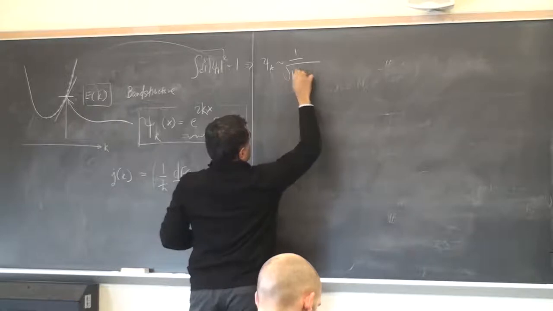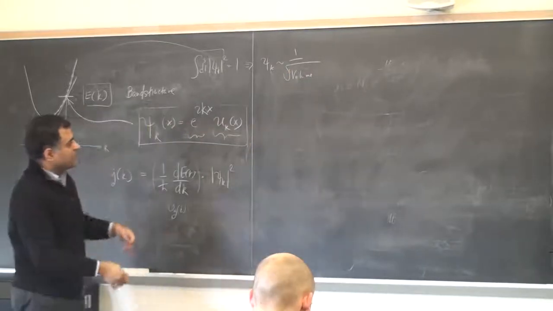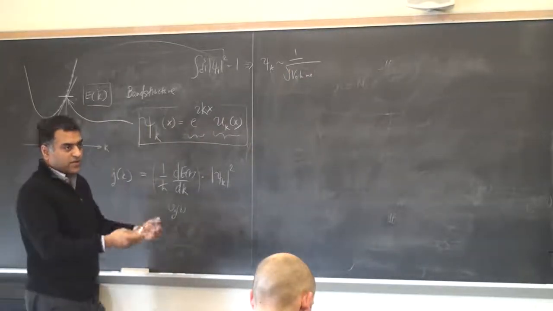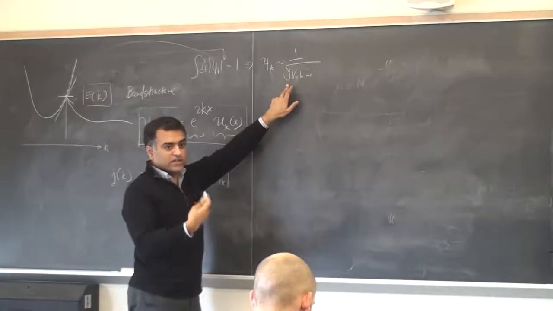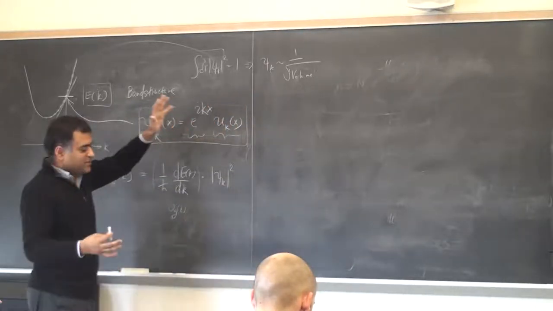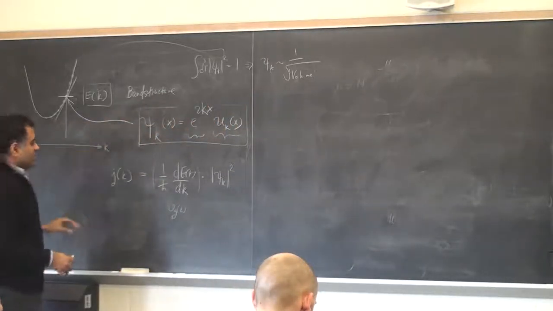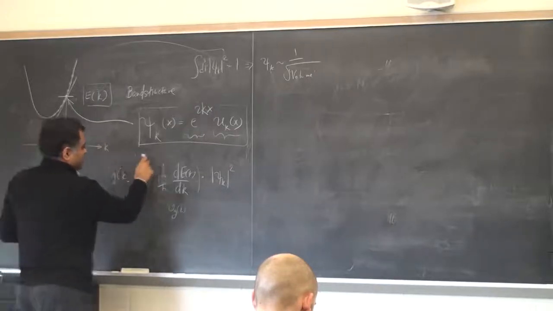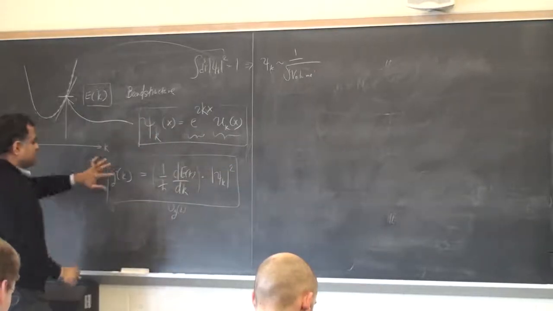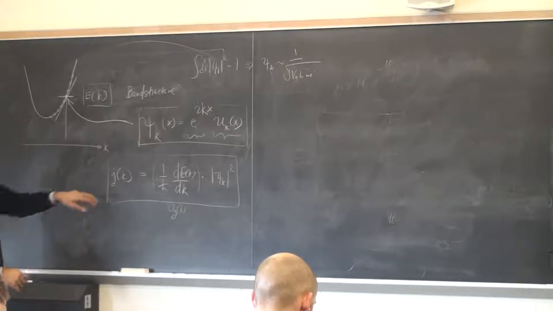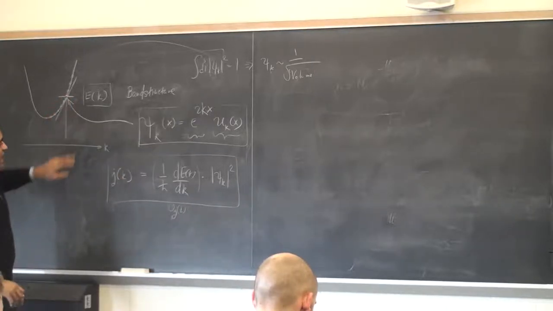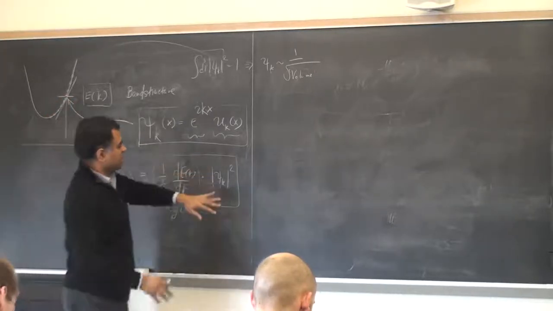And by volume, it should be clear: for 1D, it's 1 over square root of length. For 2D, it's 1 over square root of area. And 3D, it's 1 over square root of volume, L cubed. So we derived this. It was a little bit of a lengthy derivation, but this is the flux carried by a state k, its group velocity times mod psi k squared.